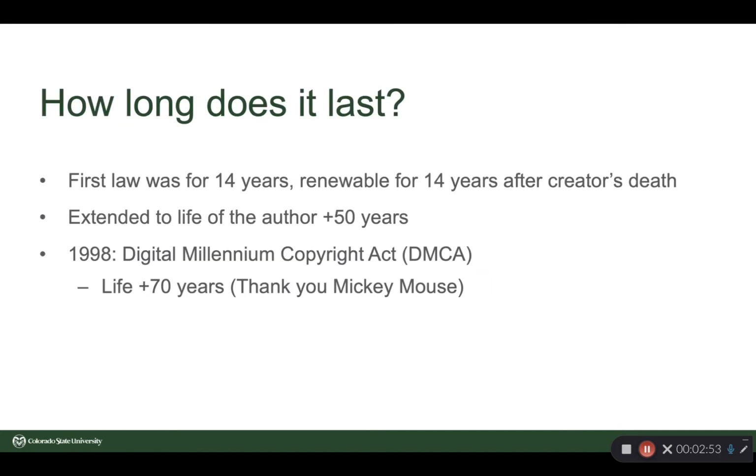How long does it last? When the law was first written, it was good for 14 years, renewable for another 14 years after the creator's death. It was extended to life of the author plus 50 years. And in 1998, the Digital Millennium Copyright Act extended that to life plus 70 years. Thank you, Mickey Mouse, because the DMCA was passed right as the life plus 50 was beginning to expire on Mickey Mouse.